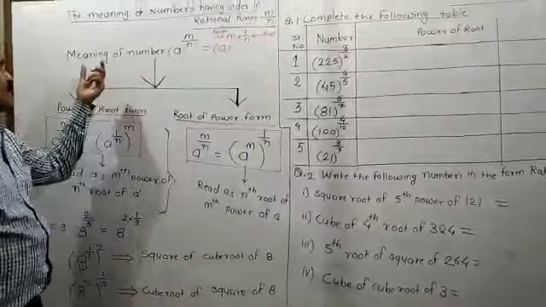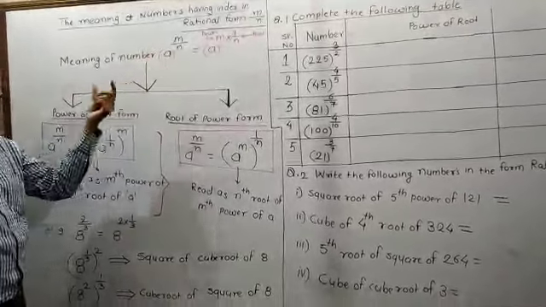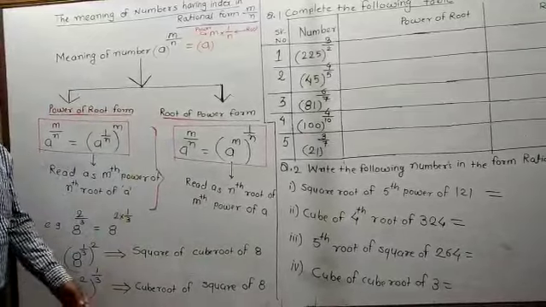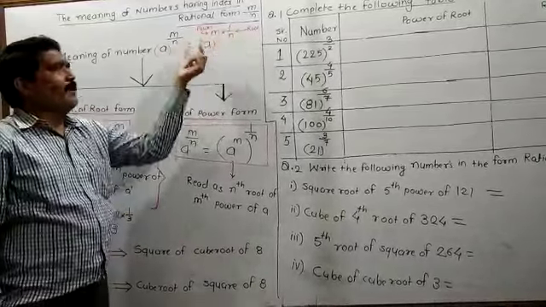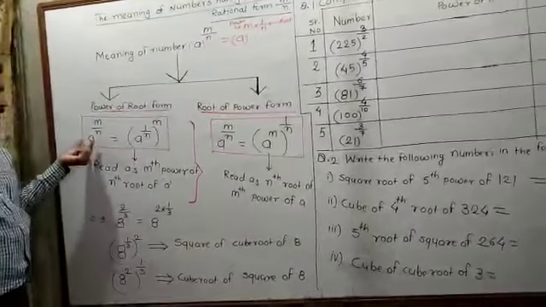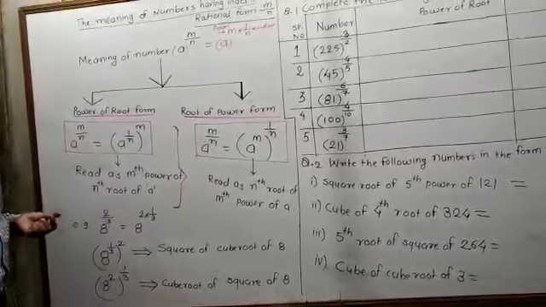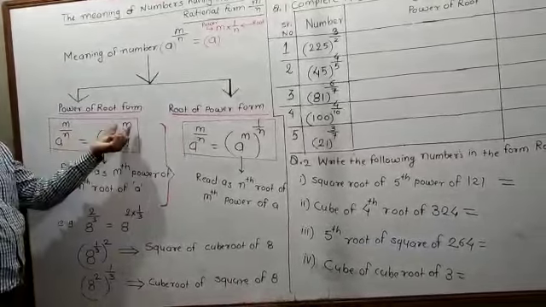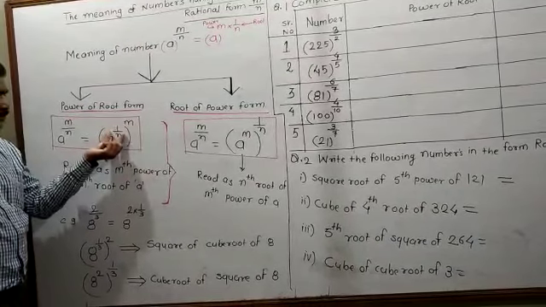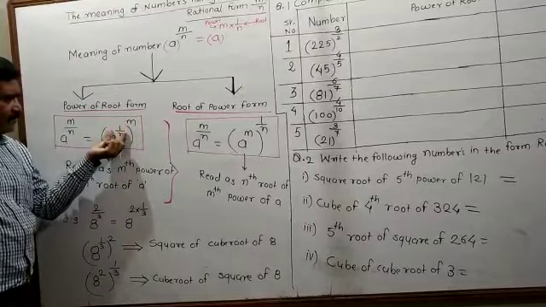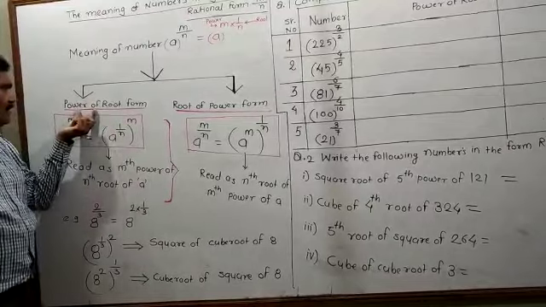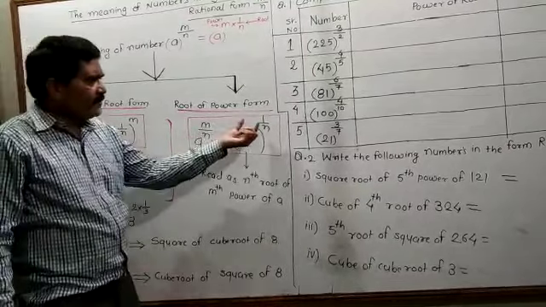And this a raised to m upon n is divided into two forms, power of root and root of power. How you will read these things, that you have to see. Just concentrate here, a raised to m upon n. If you write the power outside, at that time this form is power of root. This is power and this one is root. So first type is power of root.